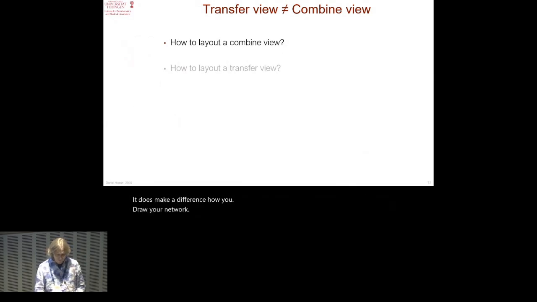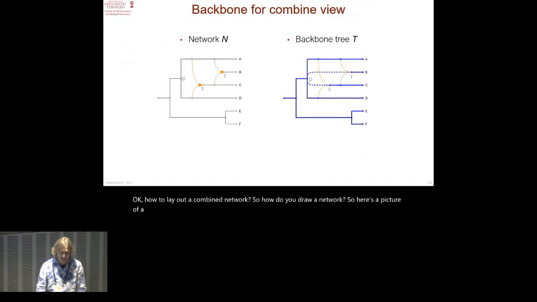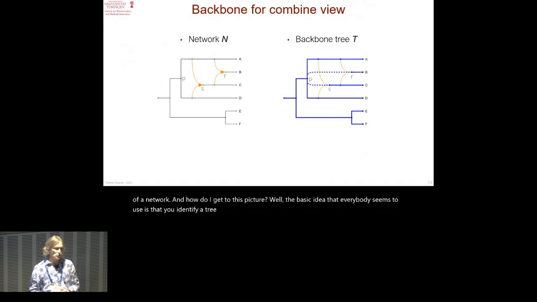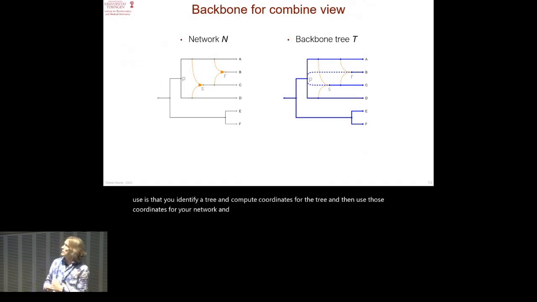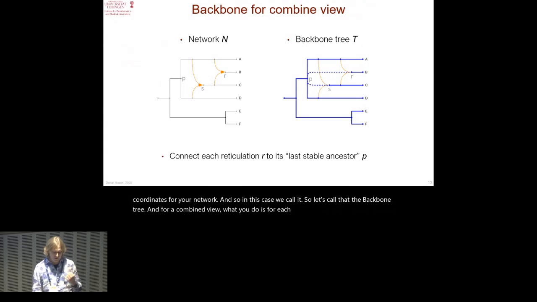Okay, how to lay out a combined network. So how do you draw a network? So here's a picture of a network, and how did I get to this picture? Well, the basic idea that everybody seems to use is that you identify a tree and compute coordinates for the tree and then use those coordinates for your network. And so in this case, let's call that the backbone tree. And for a combined view, what you do is for each reticulation node, you find its last stable ancestor. That's the last node on the path from the root.